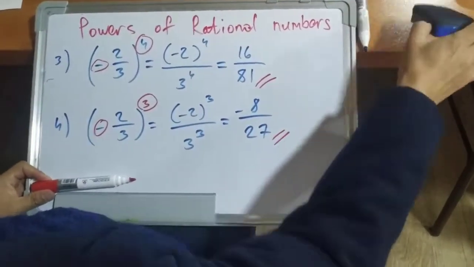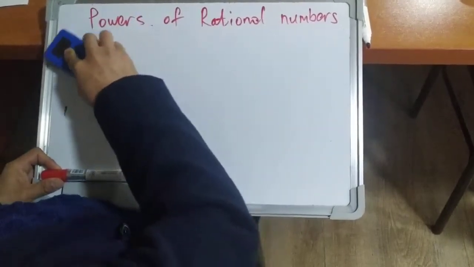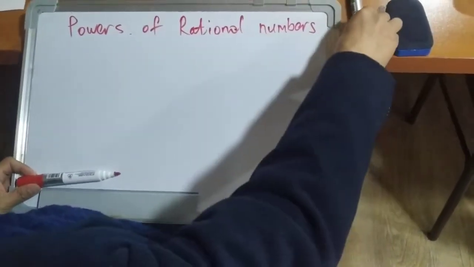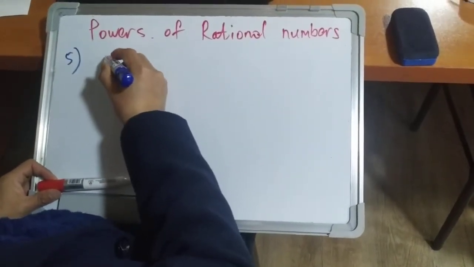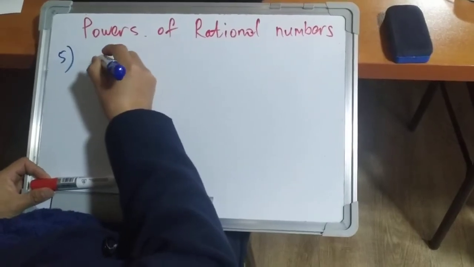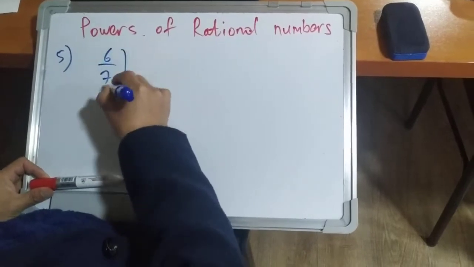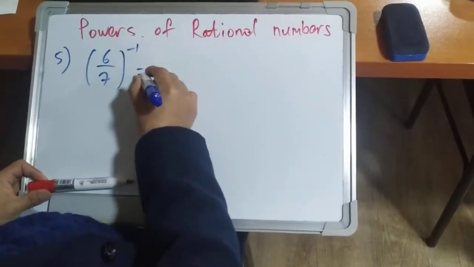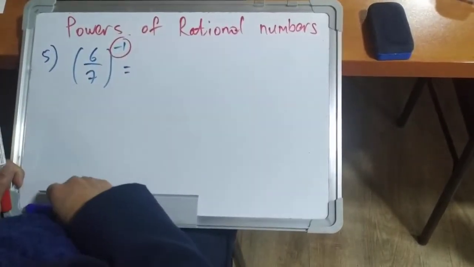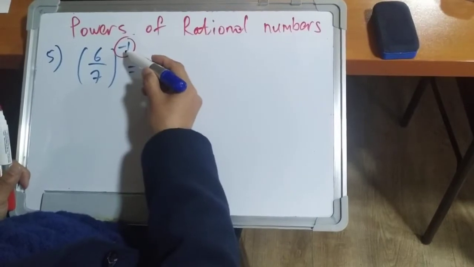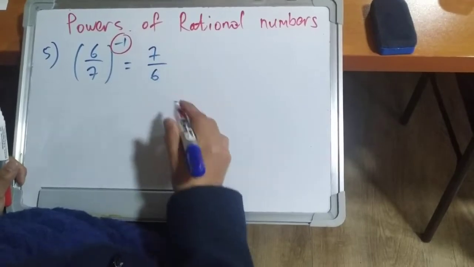And let's look at the last rule. If the exponent is a negative number, for example, (6/7) to the power of -1. If our exponent is a negative number, we swap the denominator and numerator. So 7/6.